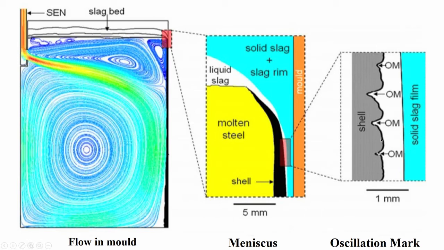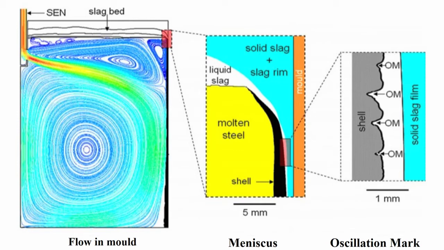Now, on the surface it is indicated that the surface is not smooth, because the mold is oscillating, so you have oscillation marks. The oscillation mark is a result of mold oscillation, there is no doubt about it. Now, I have mentioned that if these marks are shallow, then it is okay, they are not harmful, they are not considered a defect.